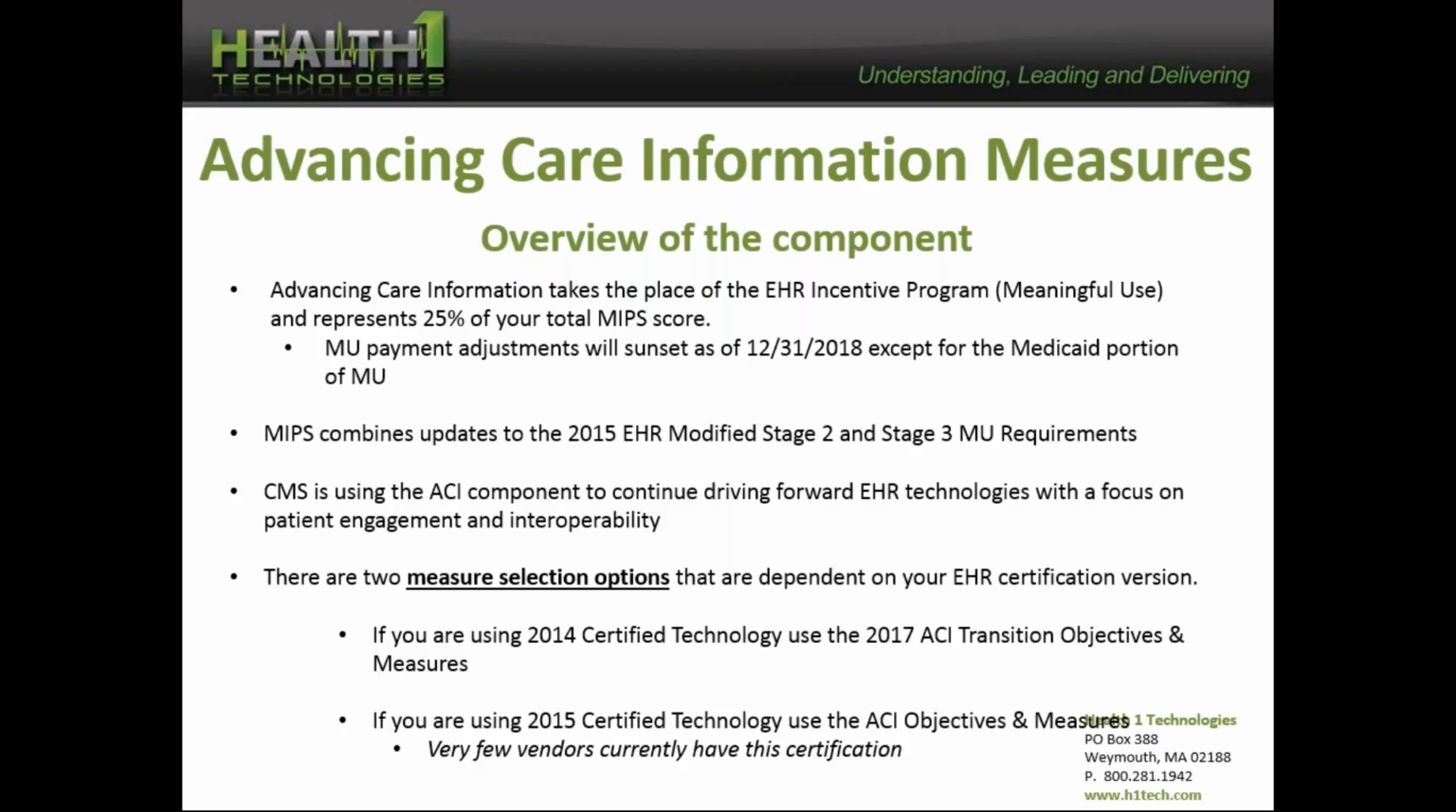So what's going to happen is, as of December 31st of 2018, the payment adjustments sunset under the meaningful use program. And what that means is that we're not doing meaningful use in 2017, but the payment adjustments will happen in that time period. Because remember, with the incentive programs, a lot of the payments happen 2 years after the performance period. So as of the end of 2018, the meaningful use program goes away as a whole.